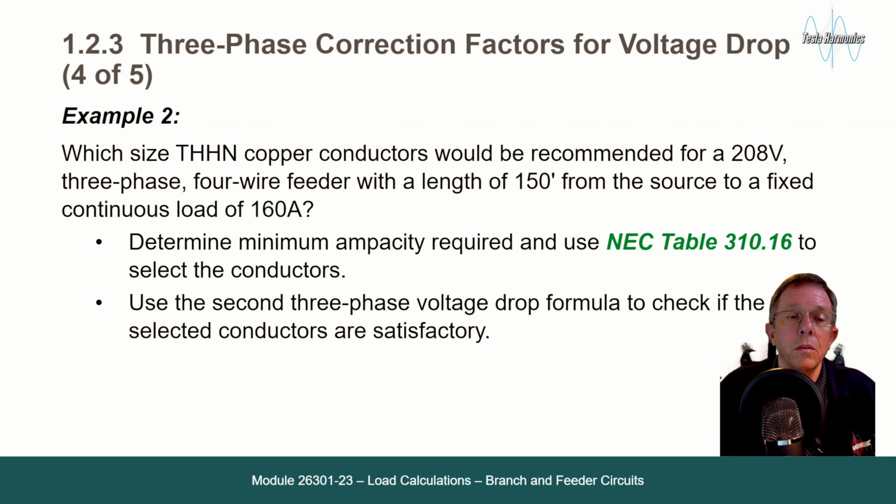Example 2. Which size THHN copper conductors would be recommended for a 208 volt 3-phase 4-wire feeder with a length of 150 feet from the source to a fixed continuous load of 160 amps? We will determine the minimum ampacity required and use NEC Table 310.16 to select the conductors, and we use the second 3-phase voltage drop formula to check if the selected conductors are satisfactory.